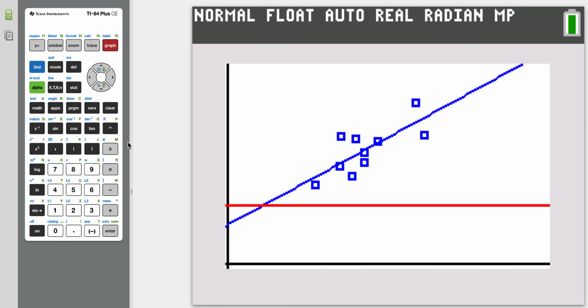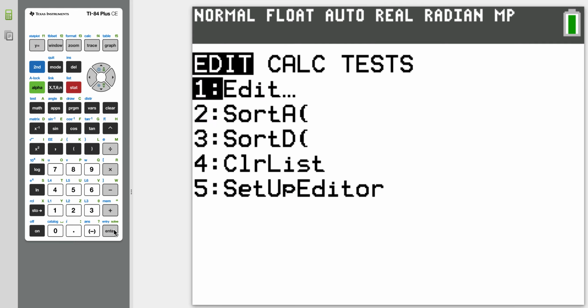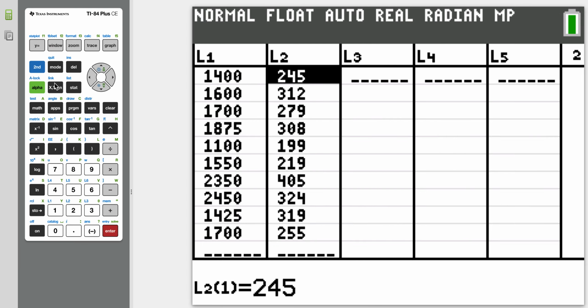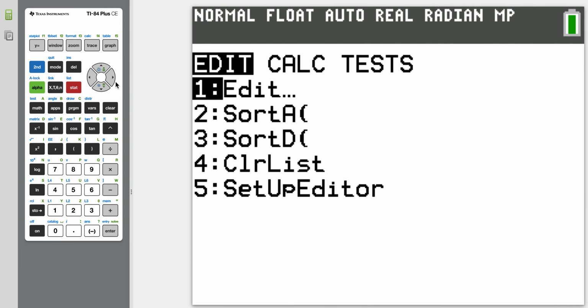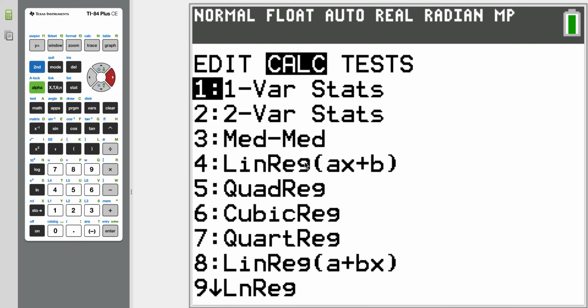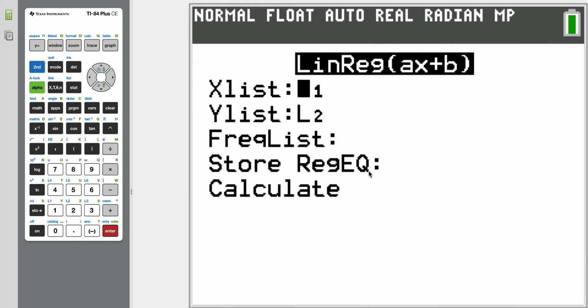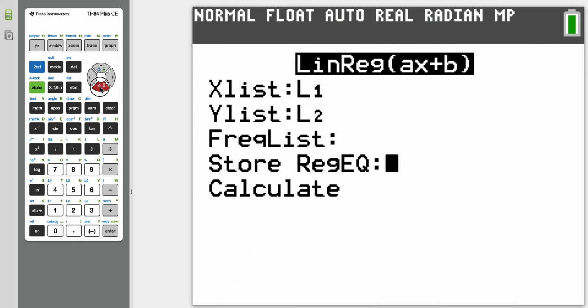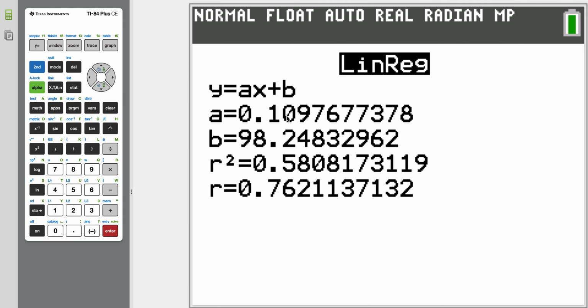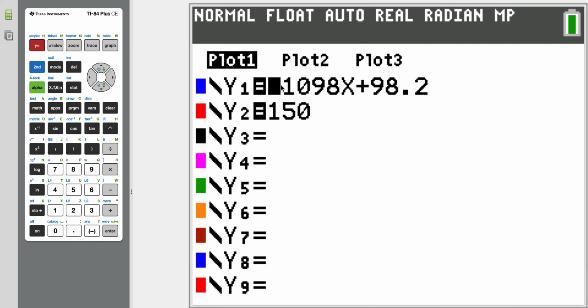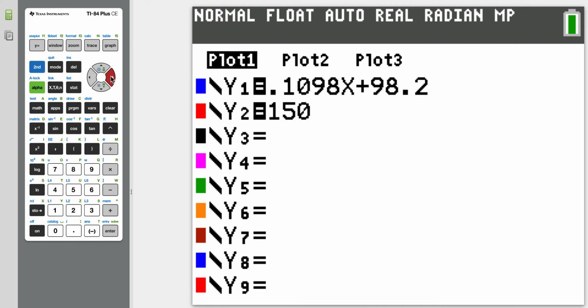Then I want to get the line. Again, I hit stat, and I edit it to put in the data. And then I hit stat, and I run a calculation to find the line of best fit. If you can't store it, don't worry. If you can't figure out how to store this into Y1, just run the calculations and write this down: Y equals 0.11x plus 98, and then go in here and just type that in. It doesn't even matter if it's not exact. Even if you just put 0.11, your answers are going to be off by almost nothing.